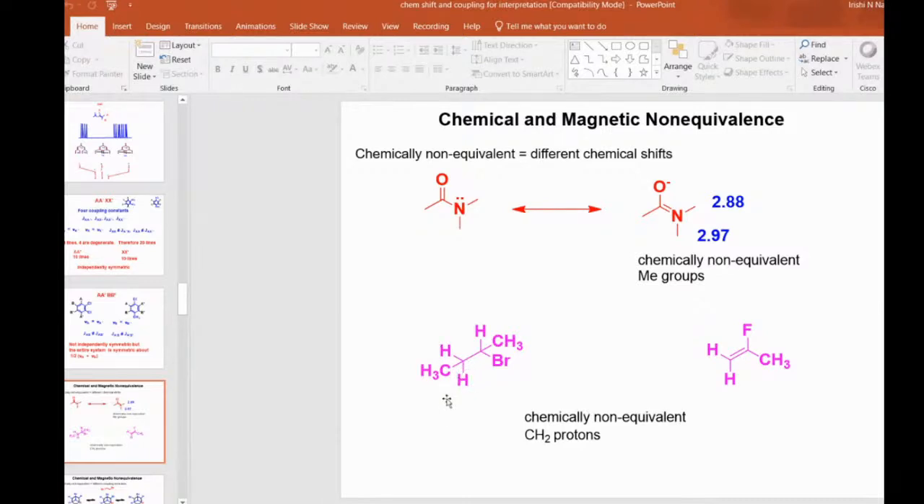Otherwise, in proton NMR, they will have different chemical shifts. That is sufficient. And it's a geminal coupling. Geminal coupling will be quite high normally, up to 18 hertz. That is another useful piece of information to assign the diastereotopic protons. Basically, you can convert them to diastereomers, so you will get two different compounds.